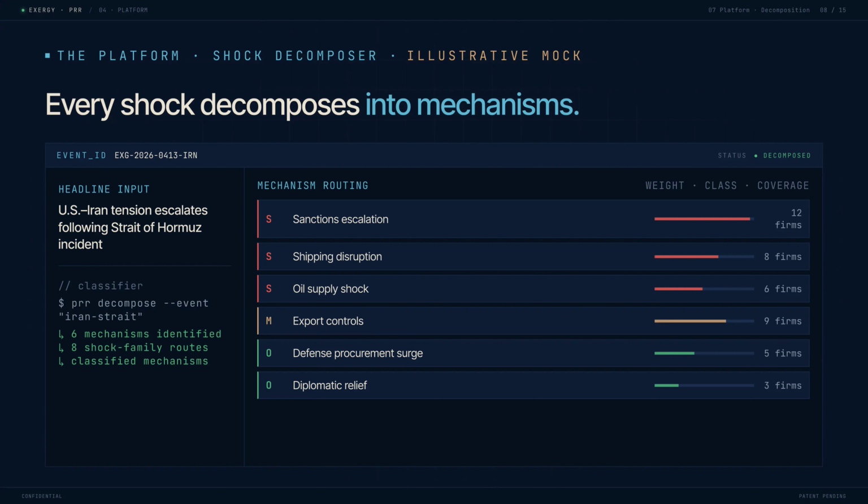A headline is not the unit of analysis. PRR decomposes a political event into mechanisms. A US-Iran escalation might include sanctions, shipping disruption, oil supply shocks, export controls, defense procurement, and diplomatic relief. Different mechanisms point to different companies.